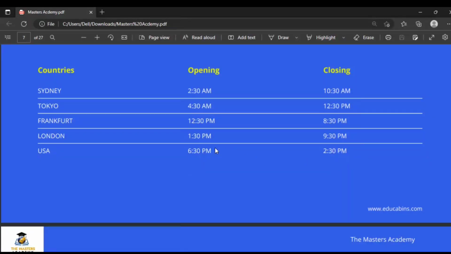So these are some of the opening and closing times of the particular markets, and these are the five main zones which are distributed all over the world, and these are the five major currencies of the particular countries. So just take a screenshot of this. This is going to help you later.